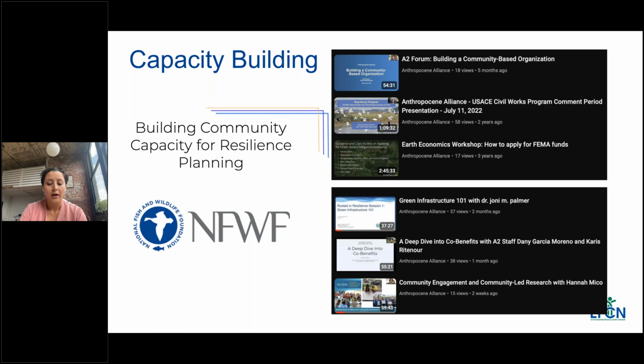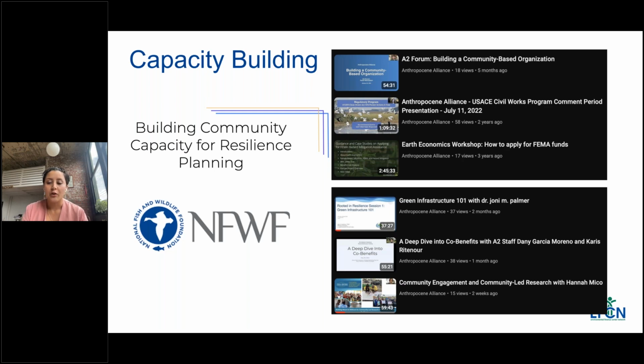We also do more capacity building, both on a project scale and through forums and trainings. So this slide again is separated into 2. To the left, you see the building community capacity for resilience planning. So these are materials that we are using for a National Fish and Wildlife Foundation project that's supporting 10 communities in the Atlantic coast and 10 communities in the Great Lakes to do capacity building for coastal resilience.